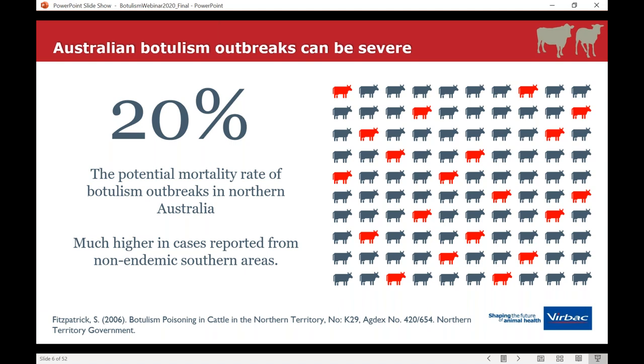When we talk about a non-endemic area, we mean an area typically down south where cattle are not routinely exposed to botulism, and they may get this toxin in their feed, which we'll talk about more soon. Now, in those cases, the mortality rate would be like the Brazil outbreak that I started talking about. It could be very, very high, above 60%, or we've even had cases in New South Wales on dairy farms where over 90% of the herd died, unfortunately, from botulism.